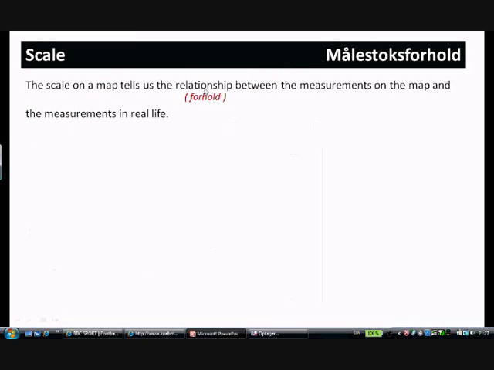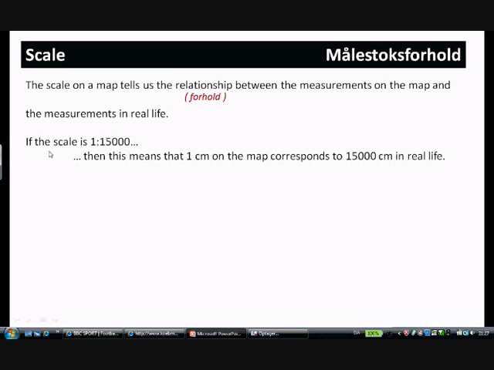The scale on a map tells us the relationship, forhold in Danish, between the measurements on the map and the measurements in real life. So if the scale is 1 to 15,000, then this means that 1 centimetre on the map corresponds to 15,000 centimetres in real life. Corresponds to means that. So 1 centimetre on the map is 15,000 centimetres in real life. That's 150 metres. So i.e. 1 centimetre corresponds to 150 metres.